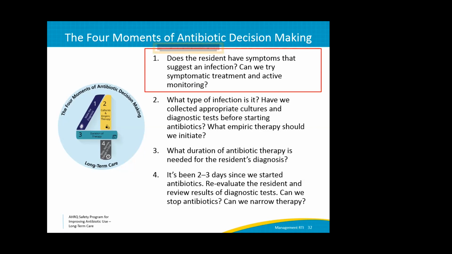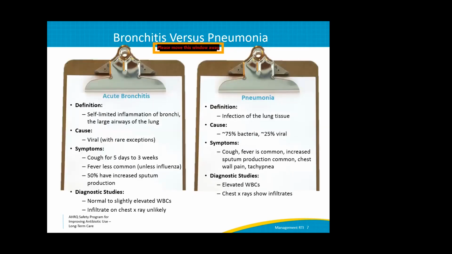So we're going to start with decision point number 1, which is, does the resident even have symptoms that would suggest an infection? And if they do, is it reasonable to treat those symptoms and actively monitor them before we make a decision about starting empiric antibiotics? So going back a little bit to our bronchitis versus pneumonia distinction, clinically, the presentation can be very similar.